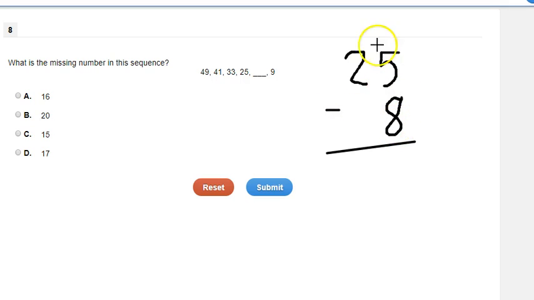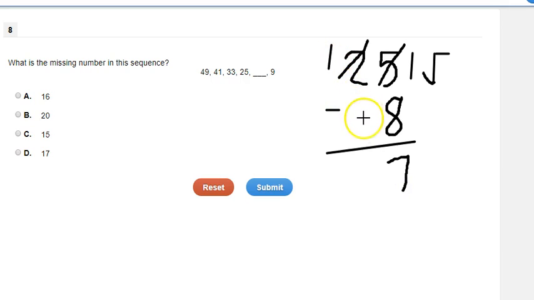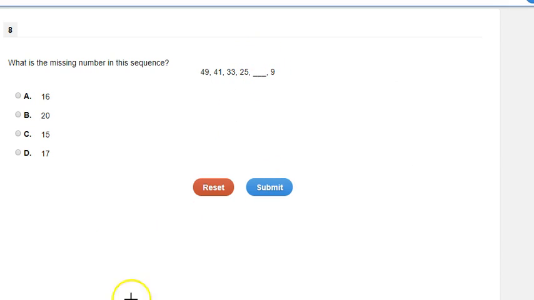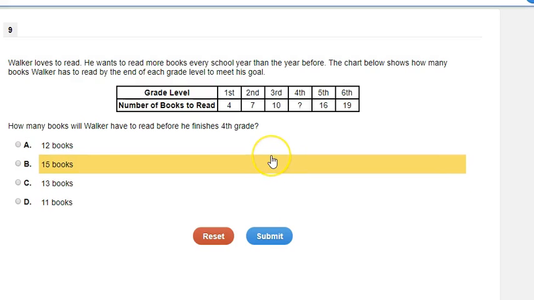5 minus 8, you cannot do that, so you have to borrow from the 2. It becomes a 1. Add it to the 5, it becomes a 15. 15 minus 8 is 7. And 1 minus nothing is 1. So the answer that would go here is 17. Submit. Good job. Next question.